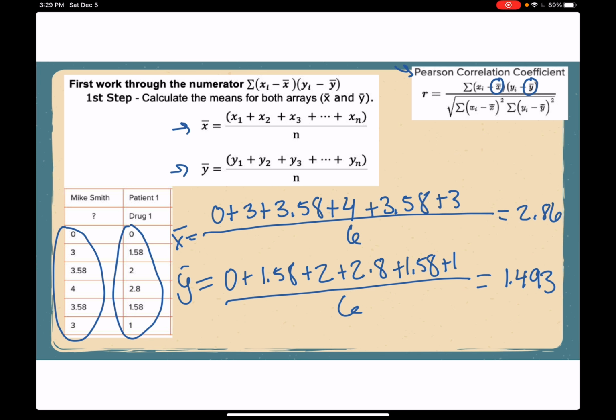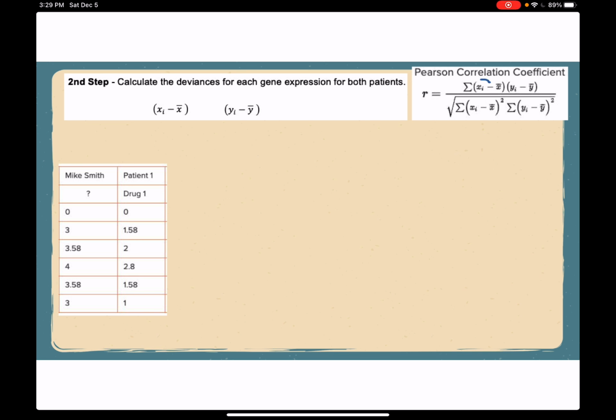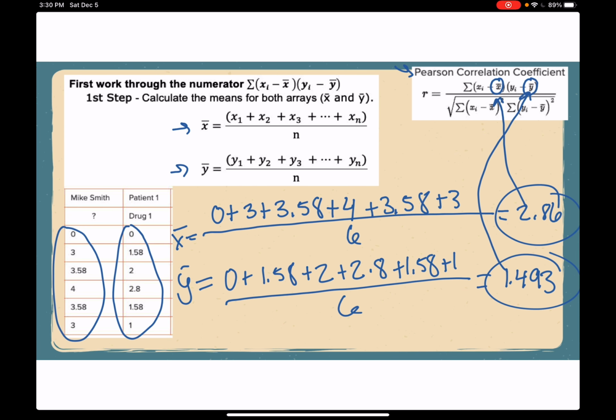Then the second step, we have to calculate the deviance. Or we've got the xi minus the mean of x and yi minus the mean of y. So the deviance is how far away from the mean is each individual value, right? So in order to do that, you're going to take the first number here, 0, and subtract the mean, which we have back here. Our mean was 2.86. So 0 minus 2.86.